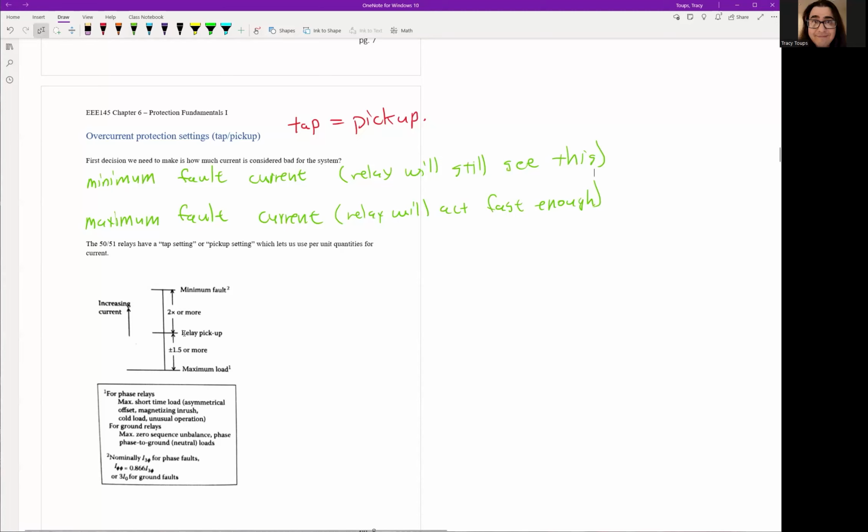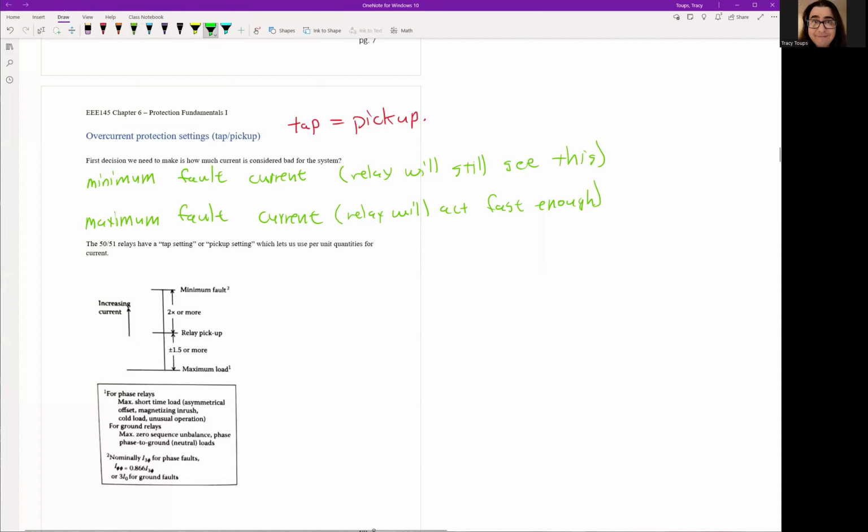Okay, so there's a lot of wiggle room of where the correct tap setting is, and I'll tell you this, most likely at least half of all protective mishaps and disasters that have happened is because people don't put these tap settings correct. Okay.